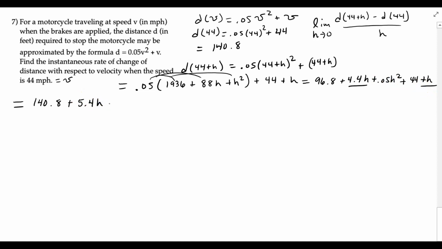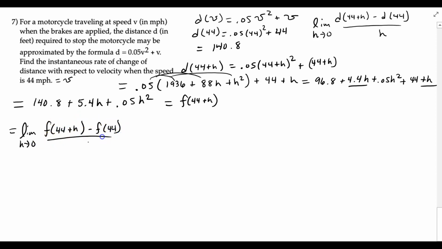5.4h plus, and then it should just be 0.05h squared. Okay, so this right here is the f of 44 plus h. Maybe long-winded, but it's okay. Now we find the limit of the difference quotient: f of 44 plus h minus f of 44, all divided by h.